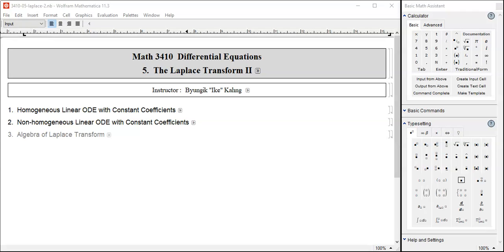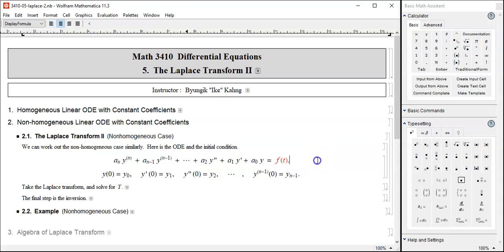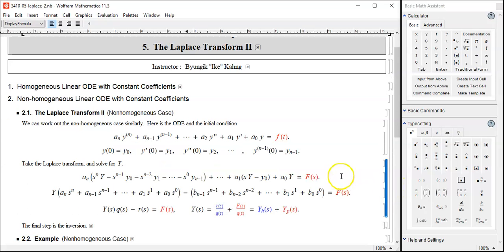Now let's go to section 2, non-homogeneous linear ODEs with constant coefficients. Here's the general form of the ODE, and here is the initial condition, artificially created. Now, from the ODE, let's take a Laplace transform, and this is what we get.